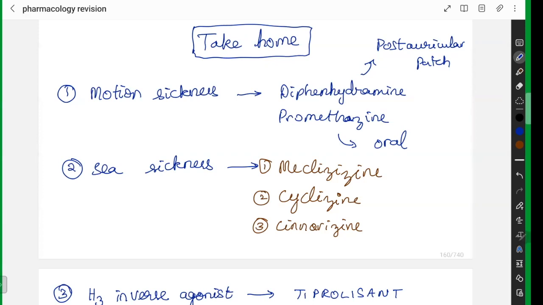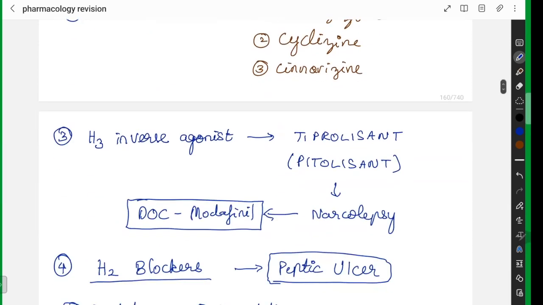So at that time you can give them meclizine, cyclizine, cinnarizine. These are the three drugs which you are going to give for patients who are going to have seasickness: meclizine, cyclizine, cinnarizine. Clear, right? Now you have H3 inverse agonist.